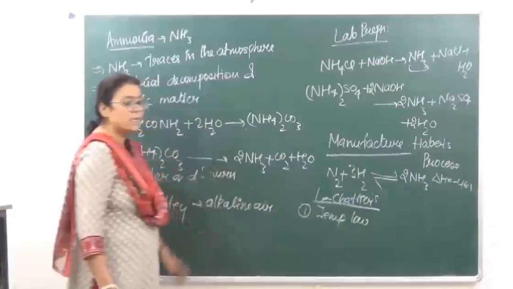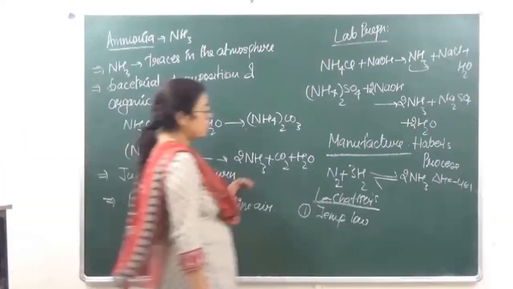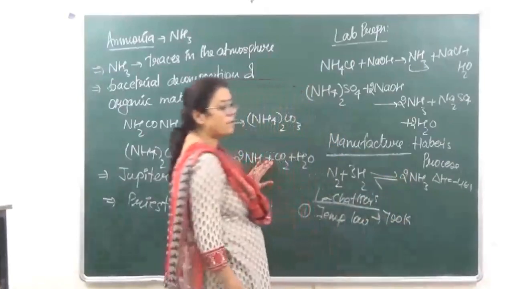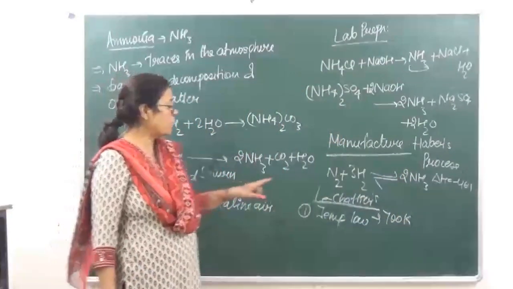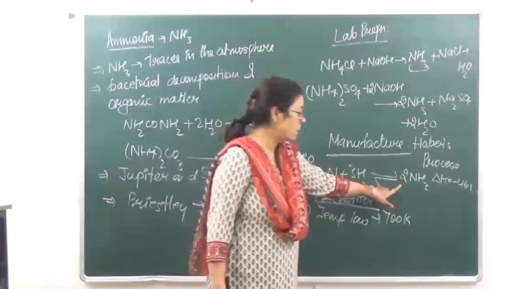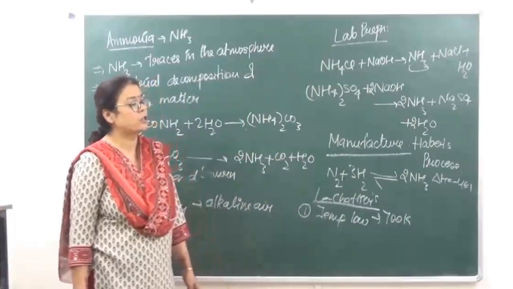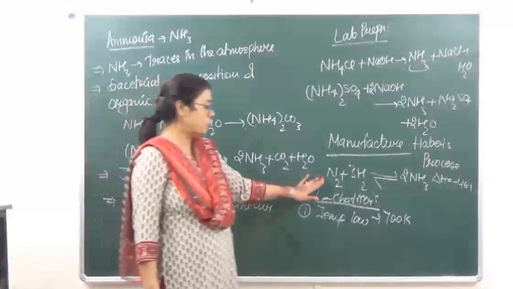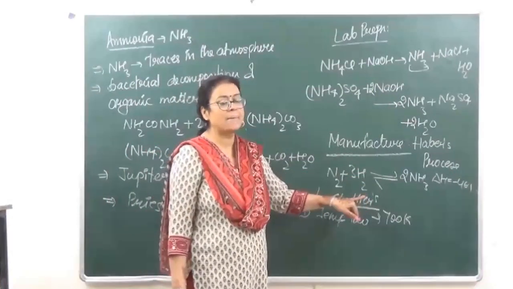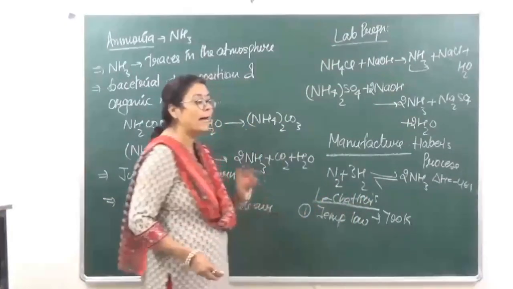We will get the best yield of ammonia if the temperature is low, and the temperature is kept at approximately 700 Kelvin. Now over here you can see that on the reactant side there are 4 moles present, and on the product side there are 2 moles present. For the forward reaction to take place according to Le Chatelier's principle, the pressure has to be low, because if the pressure is low, the reaction goes towards the lesser number of moles. So, sorry, not low, high.